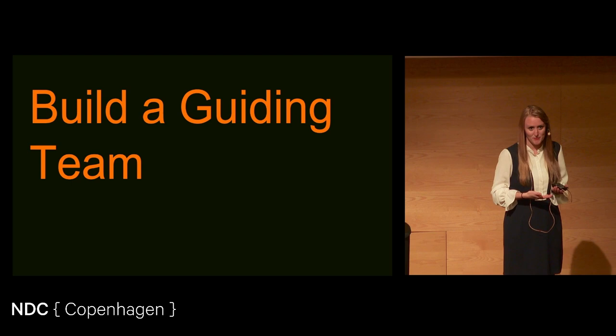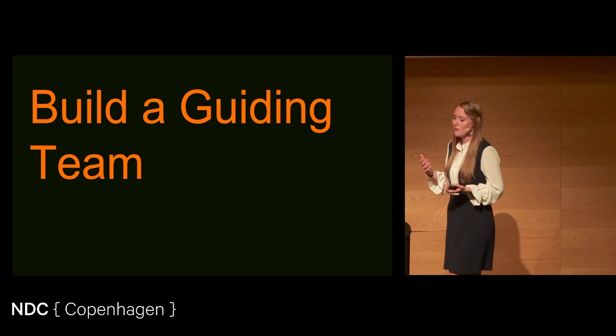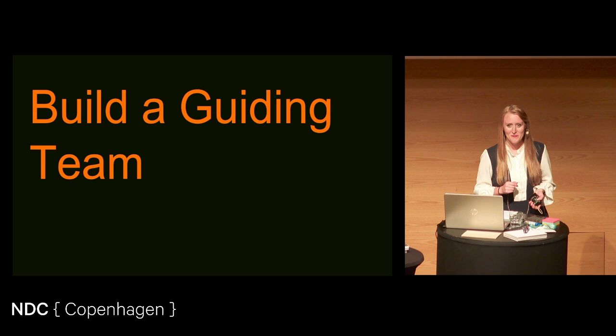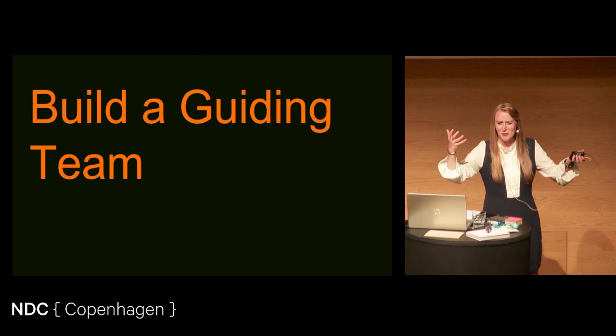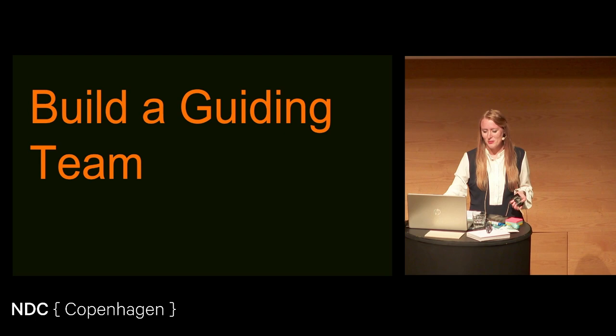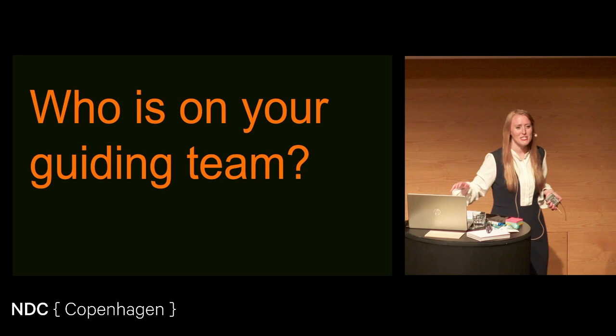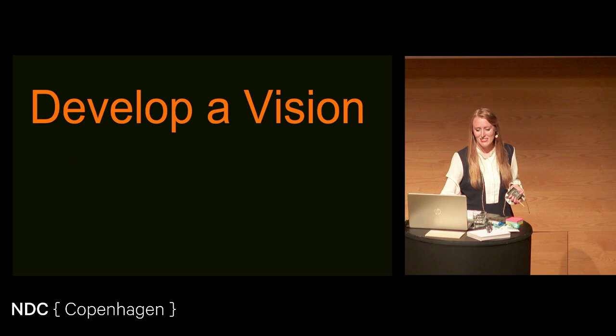So I'm going to expand that to not only people who are going to be the hands that will help you implement, but also the people that will help you holistically implement this idea. All right. So first thing we're going to do, we're going to identify, be inspired to implement change. Then we're going to have a sense of urgency. Next, we're going to build our guiding team. After that, we are going to identify who is on our guiding team. After that, we're going to develop a vision.